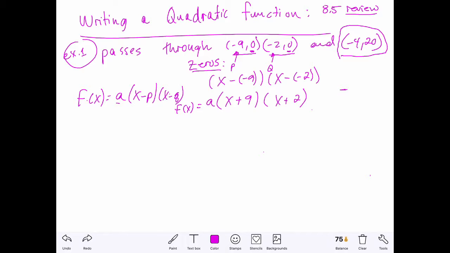So we worked backwards from our zeros, and now we wrote them as factors. And notice if I solve these factors, I would get these zeros if I set them equal to 0. Okay, so the last thing we need to do is, if we have a point here, we have an x and a y. So we're going to plug in those x and y, and we're going to solve for a. So remember, f of x is the same as y. So I'll plug in 20 here for y. A, we don't know, we're solving for. And then I know x is -4. So I'm going to plug in -4 for every x.